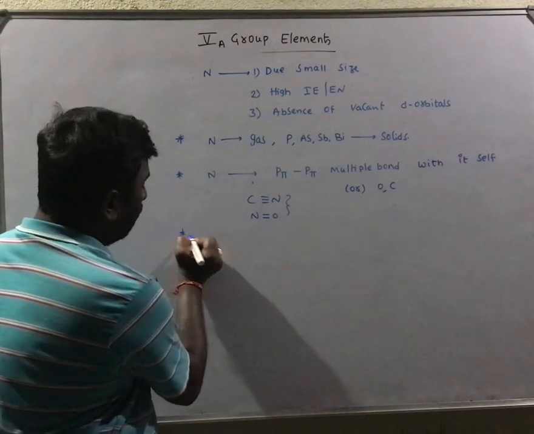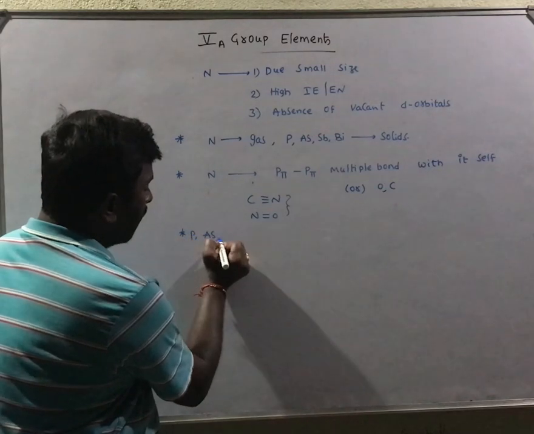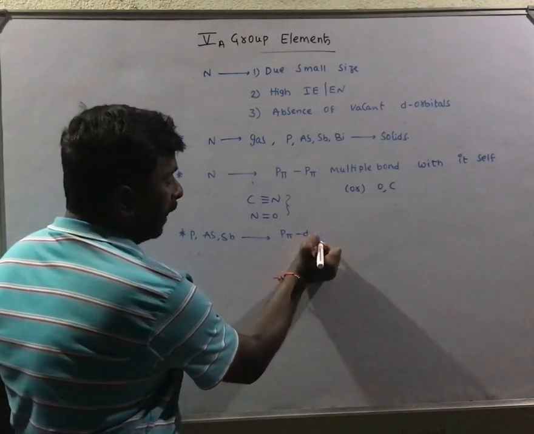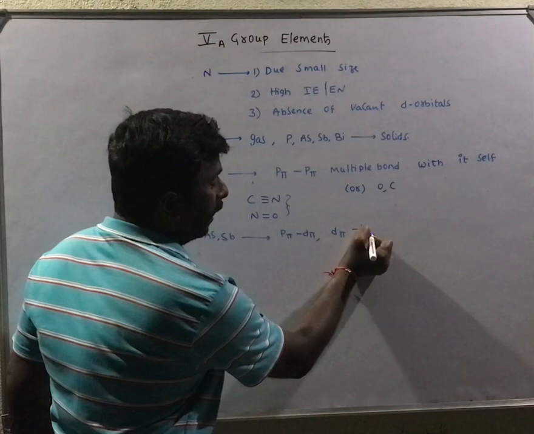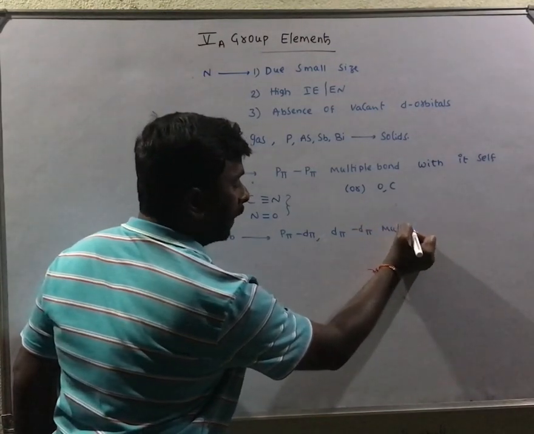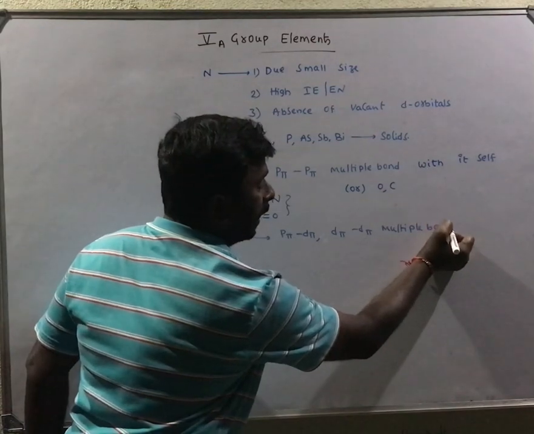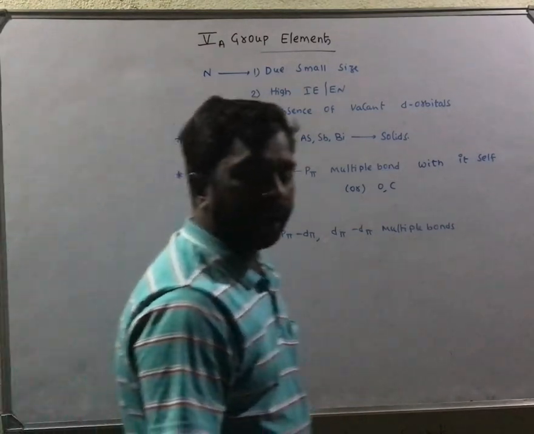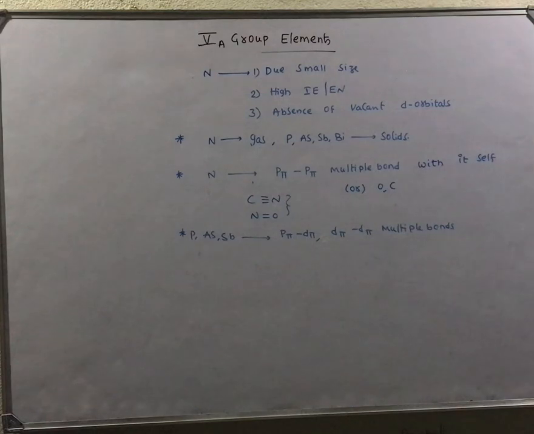But the remaining elements, phosphorus, arsenic, antimony, readily form p pi d pi and d pi d pi multiple bonds. But this type of bonds is not available in nitrogen, because in nitrogen there is no d orbital. Bismuth also forms them, but bismuth is monoatomic, that's why it is not considered now.